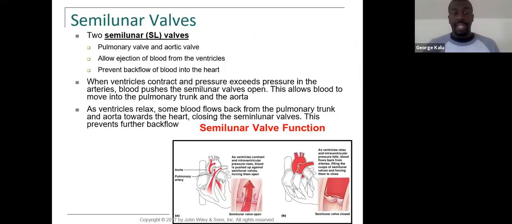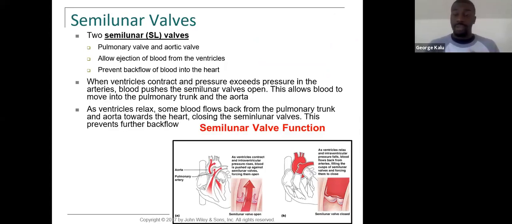The next valves are the semilunar valves. The semilunar valves are our pulmonary valve and our aortic valve. These allow blood to eject out of the ventricles, and they also prevent blood from flowing backwards into the heart, specifically into the left and right ventricles. Again, this is due to fluid pressure inside those chambers.